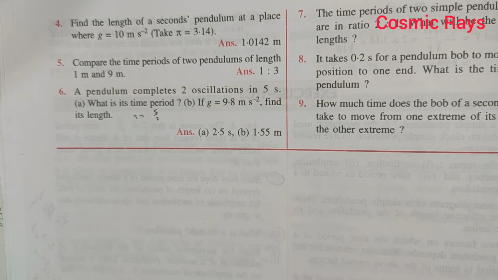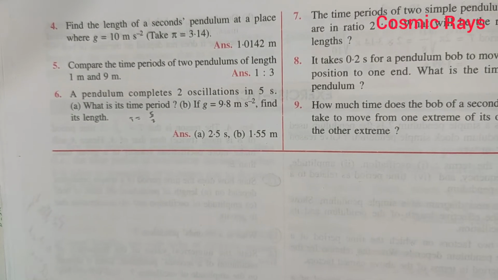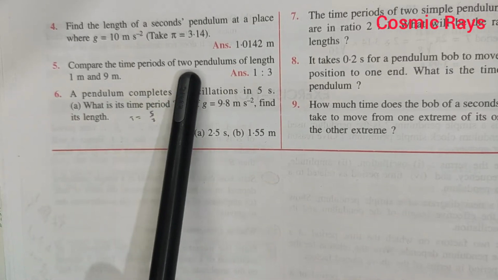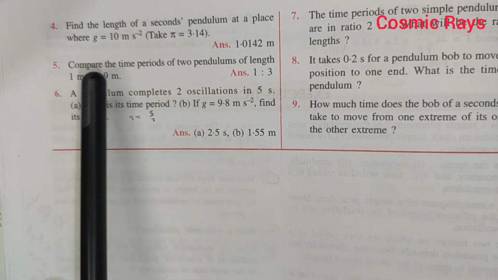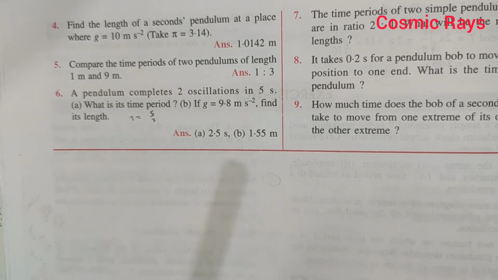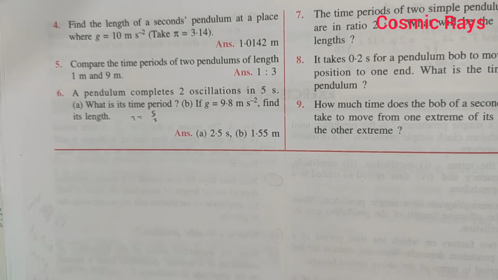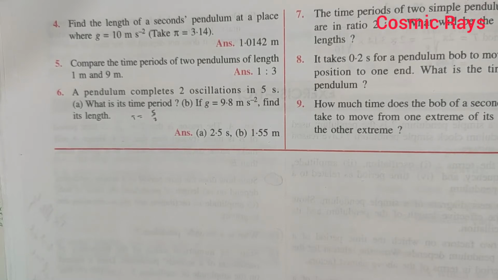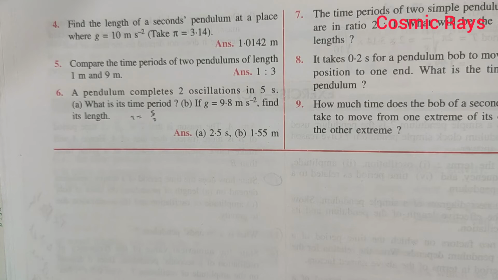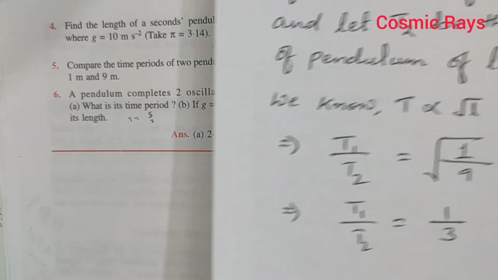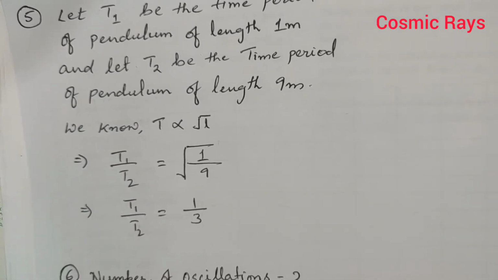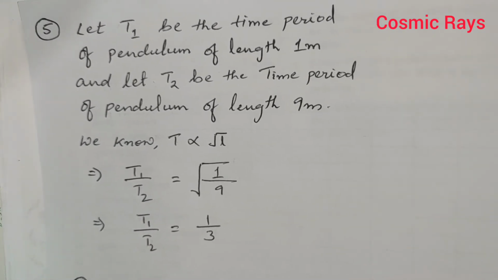Now after this we go to the next question, that is question number 5. It says compare the time periods of two pendulums of length 1 meter and 9 meter. Now this is based on the comparison. So here also we are going to use the formula for time period, but in a different manner. We have been provided the length of first and second pendulum, that is 1 meter and 9 meter. So here you can check for number 5.